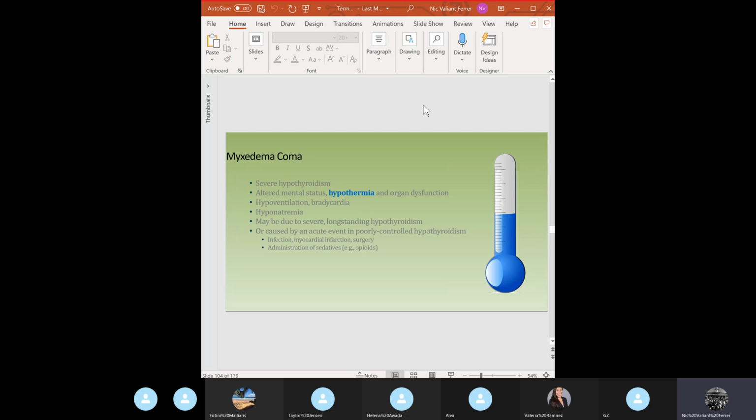This is due to what? Severe, long-standing hypothyroidism. Those patients that are not treated by medications, or that are resistant to treatment. They can develop myxedema coma.